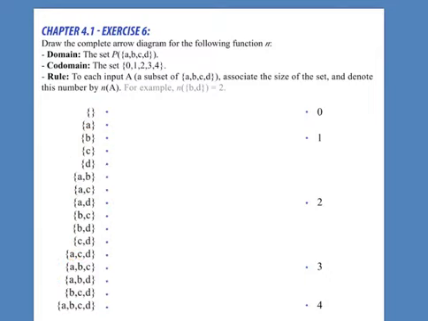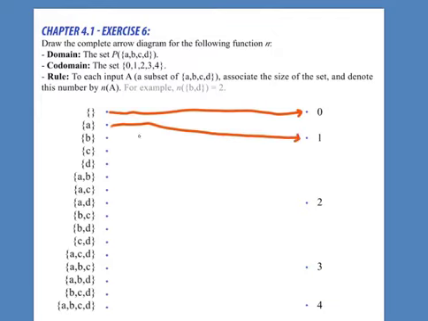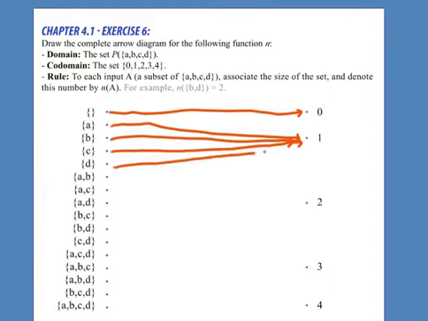So the empty set has a size of 0, so the arrow would go this way to the 0. These 4 have a size of 1, so each of these would connect to the 1. Imagine cleaner arrows pointing at the 1. These sets all have a size of 2, so the arrows would be drawn to the 2.